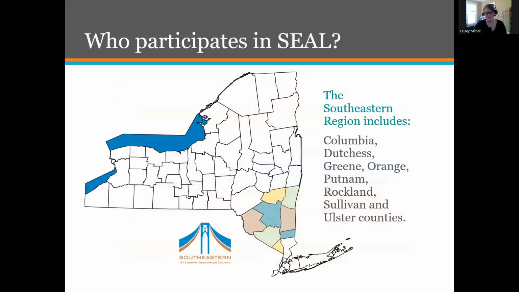So I like to start this training by sharing a little bit more about who Southeastern is and where we fit into the library landscape. We are a membership organization serving libraries and other cultural institutions in the 8 counties that are listed at the right. We provide services to libraries of all types: public, academic, special, and school, and we are one of 9 similar library resources councils throughout the state. Each one has their own unique region.